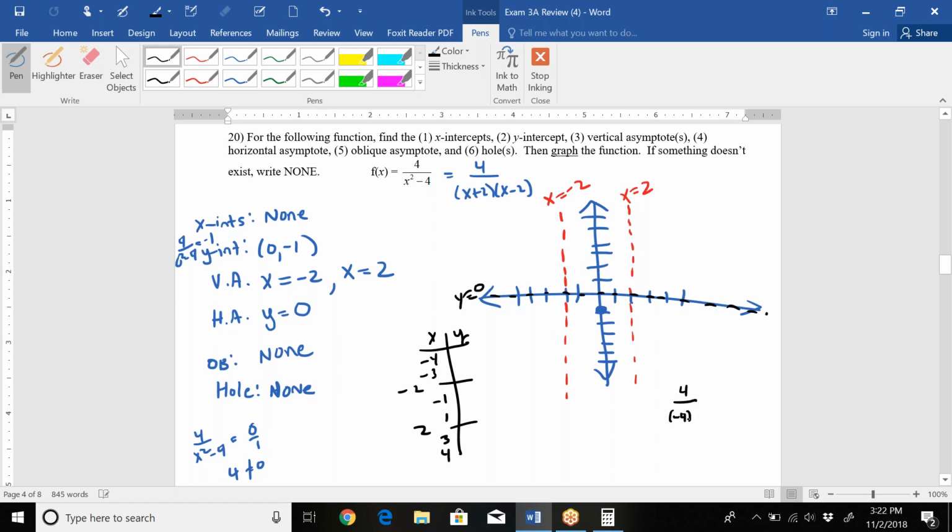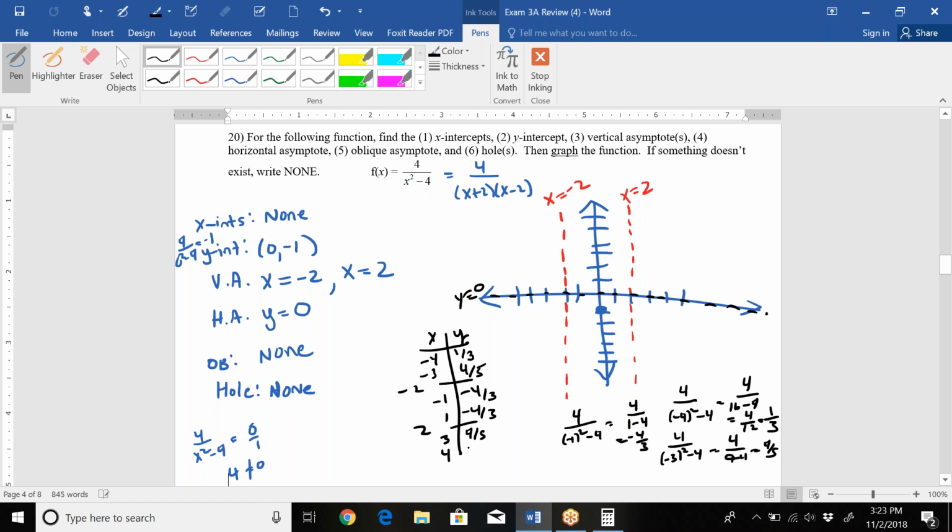4 over negative 4 squared minus 4 is 4 over 16 minus 4, which is 4 over 12, which is 1/3. Okay, 4 over negative 3 squared minus 4 is 4 over 9 minus 4, which is 4/5. So that's a little bit bigger. Negative 1, so 4 over negative 1 squared minus 4 is 4 over 1 minus 4, which is negative 4/3. So that's a negative. You'll get the same answer for positive 1 because when you plug it in, you're still squaring the 1, and it'll be 1 minus 4 on the bottom. And you're going to get symmetry here as well.